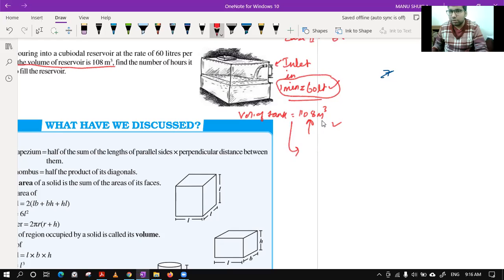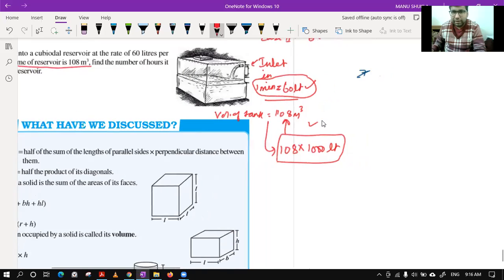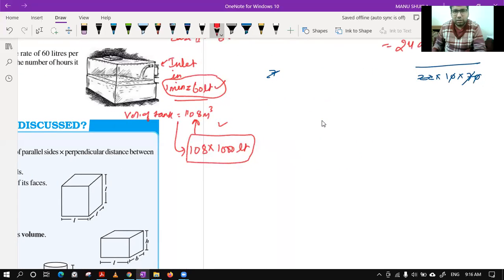So volume of tank is how much? 108 into, yes class, in 1 meter cube there are 1000 liters. So we can say this is the capacity of tank. Can I say this thing? Let this is in 1 minute. So in 1 minute it is filling 60 liters. In 1 hour, if I try, class, please tell me if I find in 1 hour it will be how much?